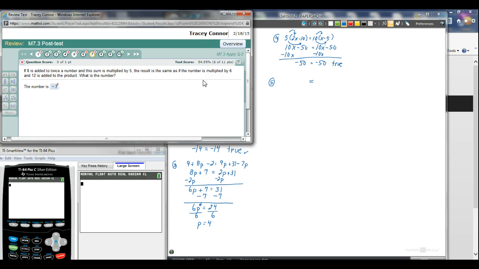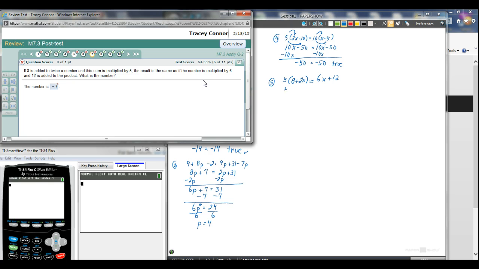So on the left side it says 8 is added to twice the number, and I'm going to call that number x. And the sum is multiplied. So I'm adding together, and I'll multiply the whole thing by 5. The result is the same as if the number is multiplied by 6. So that's the same number multiplied by 6. And 12 is added to the product. Okay, so 6x is your product, and we're adding 12 to it.